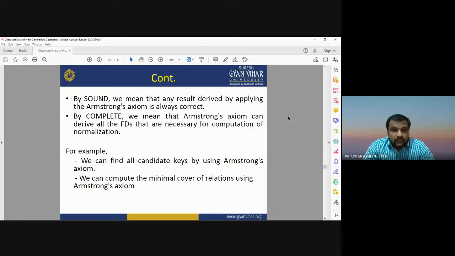By sound, we mean that any result that is derived by applying the Armstrong axioms is always correct. And by complete, we mean that Armstrong axioms can derive all the functional dependencies that are necessary for the computation of normalization. For example, if we find all the candidate keys by using Armstrong axioms, we can easily estimate the minimal cover of the relations using Armstrong's axioms.